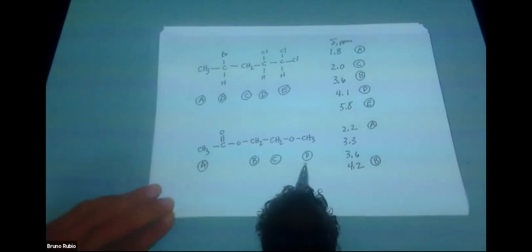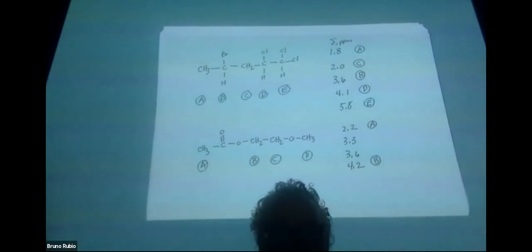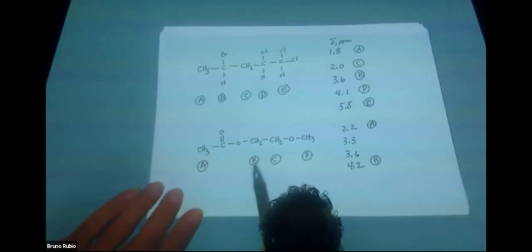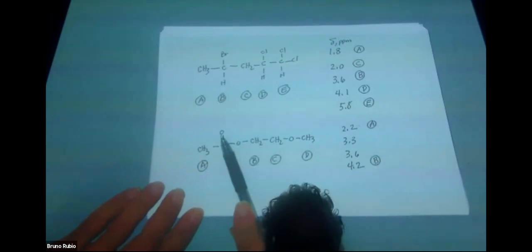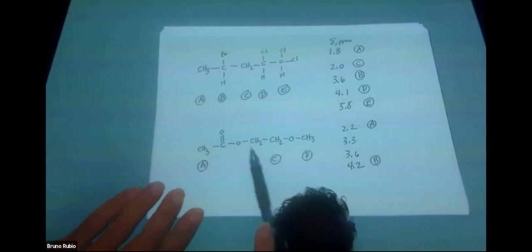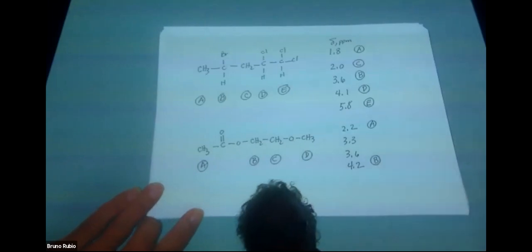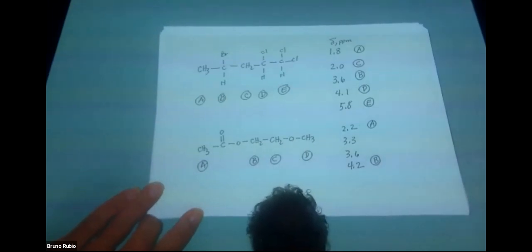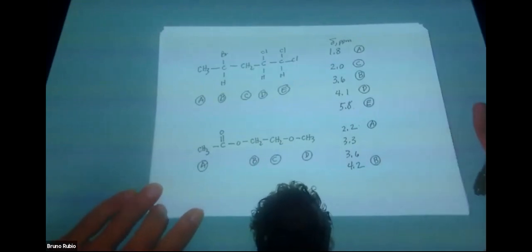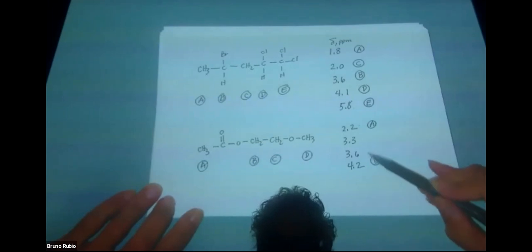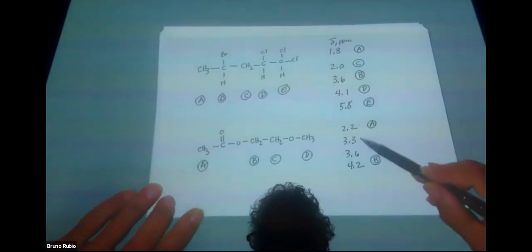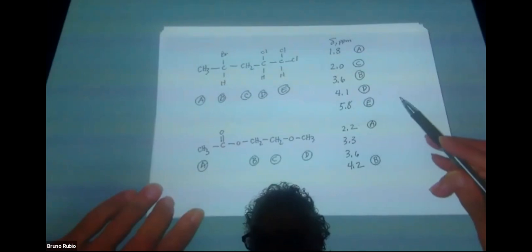B, C, and D, they're all 2 bonds away from oxygen. But the B proton is 4 bonds away from a second oxygen on that side, and 3 bonds away from a second oxygen on the other side. So the B protons are simply closer to more electronegative atoms. Okay, so now between C and D, which one is C and which one is going to be D?